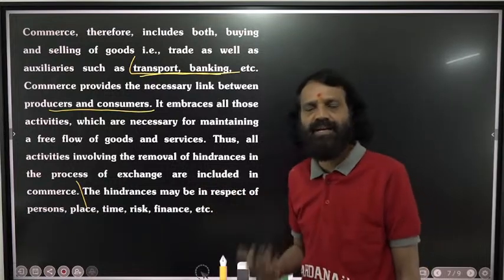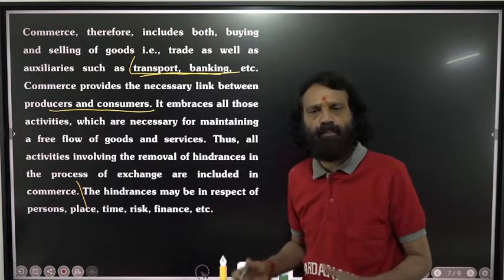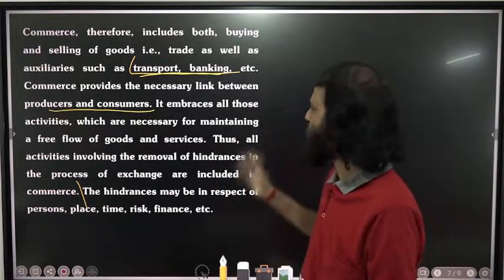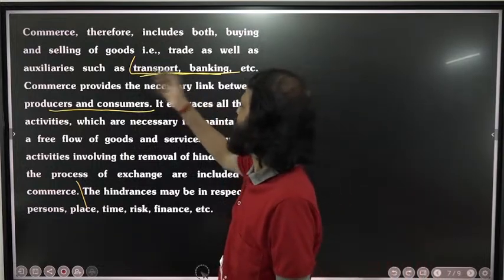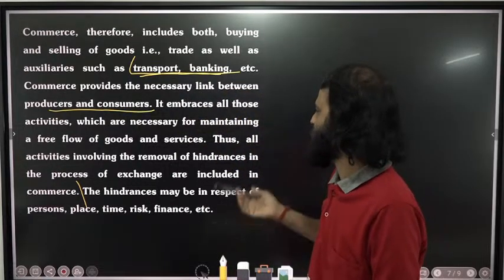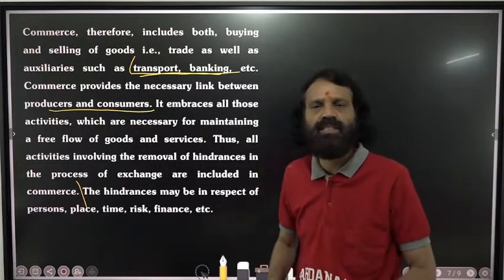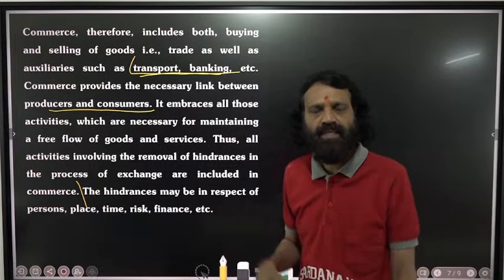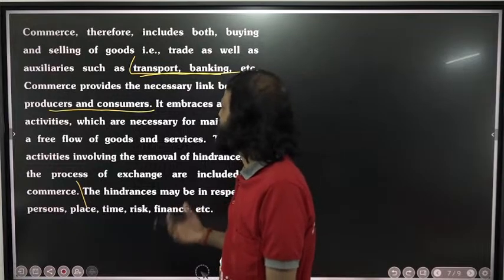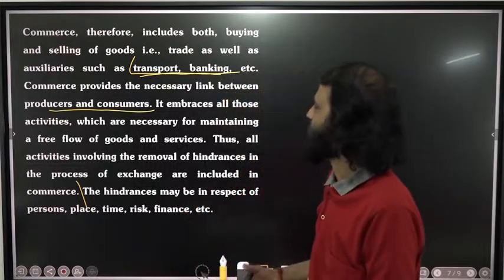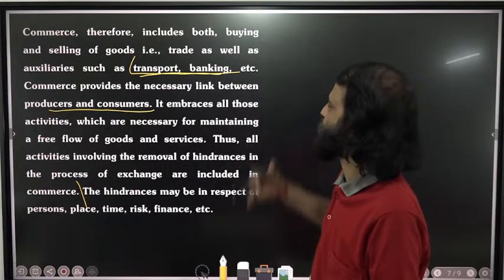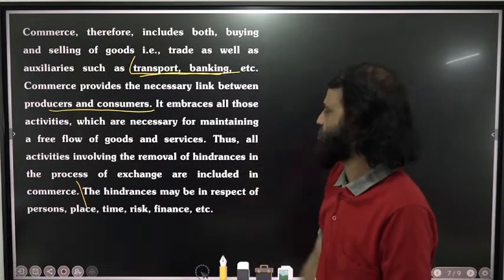We want to remove the hindrances. There should not be any blockage or obstruction. When the transport system, banking system, insurance system, and marketing system work properly, then there won't be any hindrances in commerce. Trade takes place smoothly. That is what we want to do. If we want to create more trade and commerce in the market and the economy, then we need to improve the transport system, banking system, insurance system, etc.